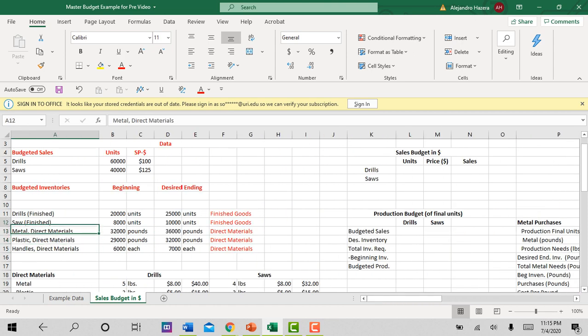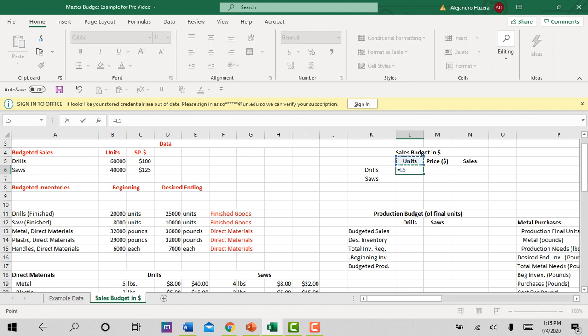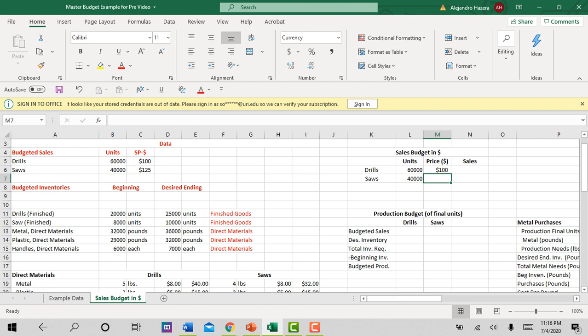Okay, so let's go ahead and right here, we'll make our sales budget. And this is pretty easy because all we're doing is repeating numbers here. So we're saying here that for drills, our marketing department says that we should be able to sell 60,000 drills, and we should be able to sell 40,000 saws. The price per drill is $100. The price per saw is $125.